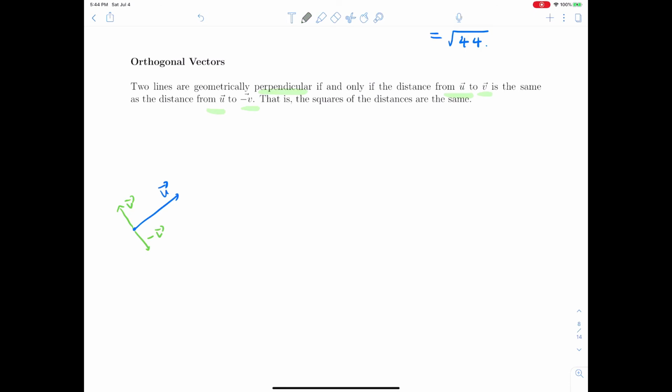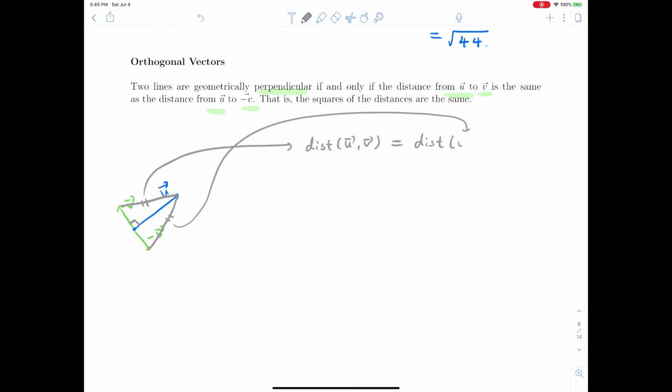Then we know these two lengths are the same if and only if the angle between v and u is 90 degrees. And this is one property of an isosceles triangle. So if you measure the distance between these two vectors, it has to be the same as the distance between u and minus v. Or by definition, we have the magnitude of u minus v equals the magnitude of u plus v.